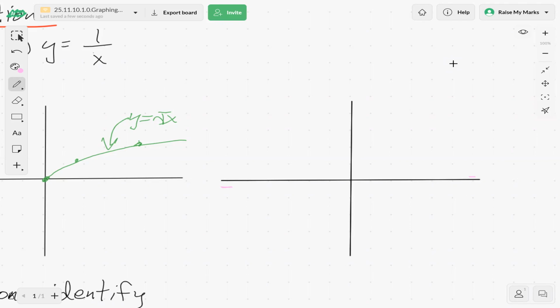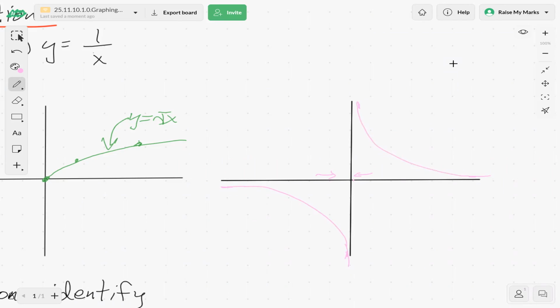Now, as x approaches 0, y is going to get very big, but in which direction? As x heads towards 0 from the positive direction, y is going to be very big positively. And when x heads towards 0 from the negative direction, y is going to get very small, negatively. So our function ends up looking something like this.